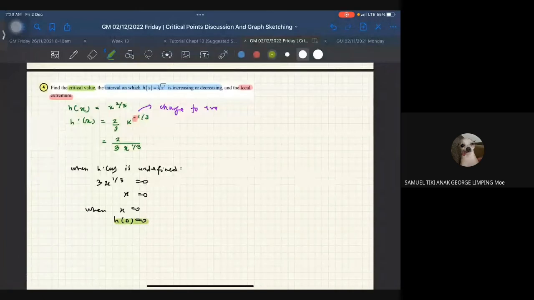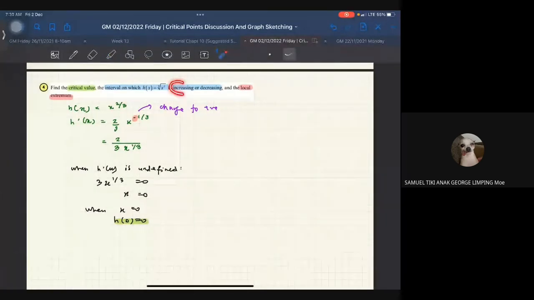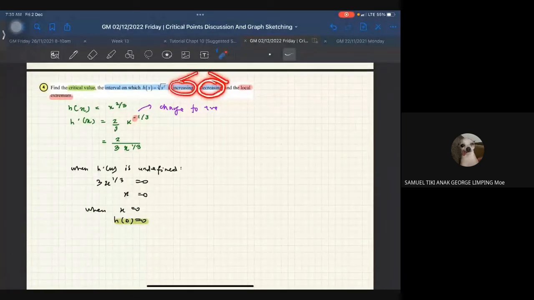Okay, so next part, dia minta kita cari the interval on which h(x) is increasing or decreasing. Okay, so dia sebut perkataan increasing or decreasing. So these two words, it refers to your gradient. Sama ada gradient awak tu menaik ataupun gradient awak tu menurun. Okay, so antara first derivative test dengan second derivative test, which test you should use untuk tahu awak punya function tu increase or decrease?